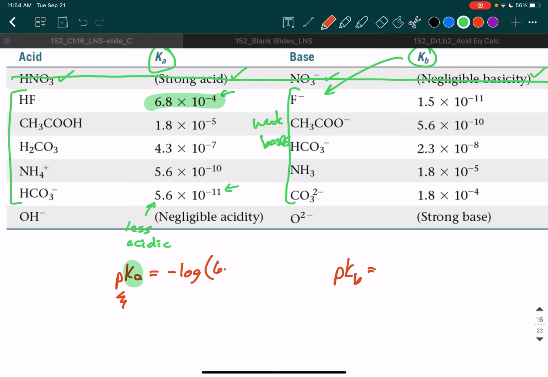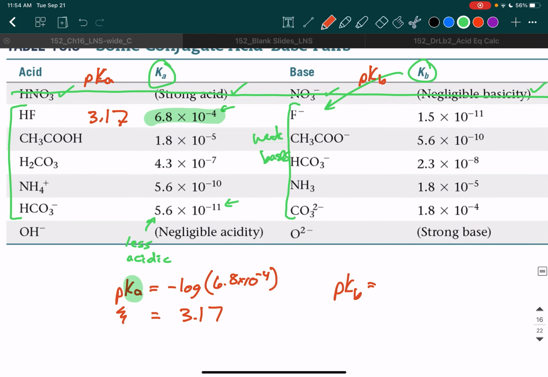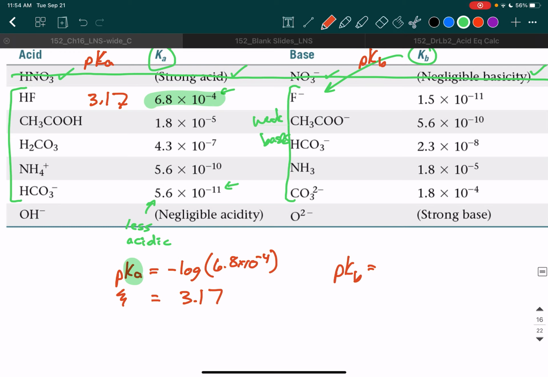So I insert the number, I plug it in on my calculator, and I get another number. Great, 3.17. Okay, so I have this value. And again, when you take the log of something like this, the value of the exponent is a little bit bigger than the actual logged value.